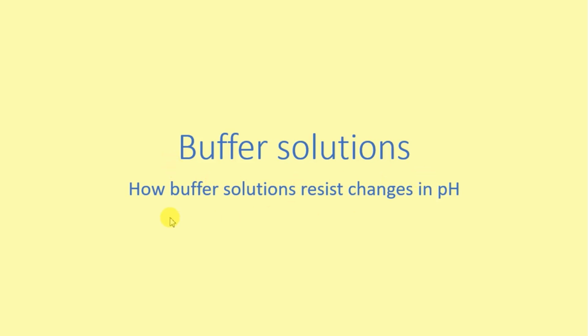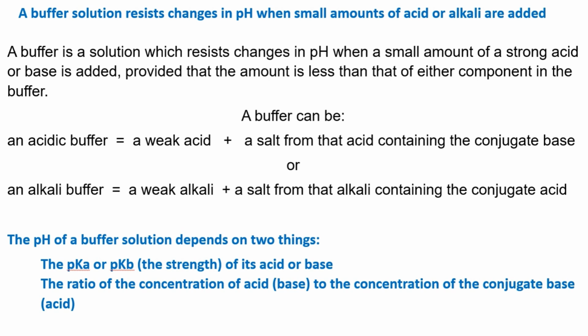Buffer solutions and how buffer solutions resist changes in pH. A buffer solution resists changes in pH when small amounts of acid or alkali are added. In a bit more detail, a buffer is a solution which resists changes in pH when a small amount of a strong acid or base is added, provided that the amount is less than that of either component in the buffer.